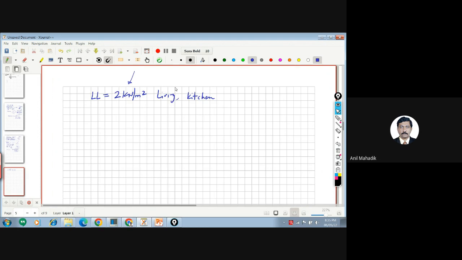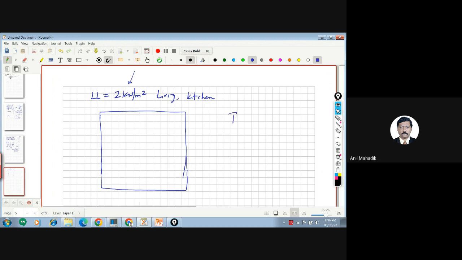For example, let's take an example of a living room. Let me show the plan. As you are now working in practice, you need to think beyond the theories also. Theories are important, but beyond theories there are a lot of things, and they are also essential.